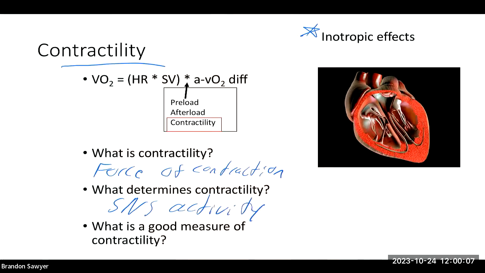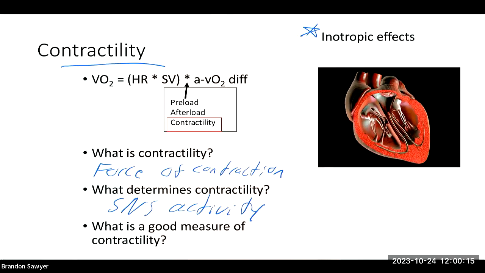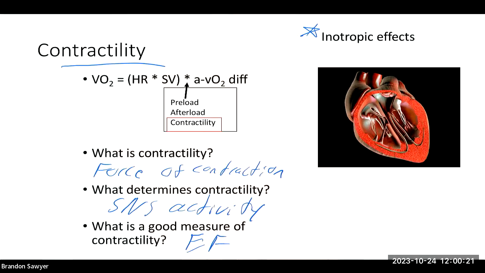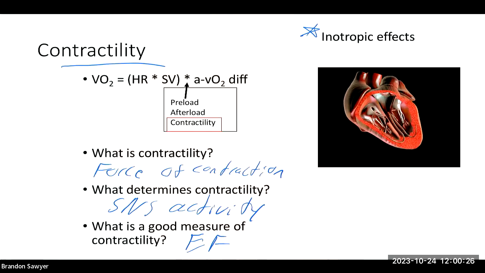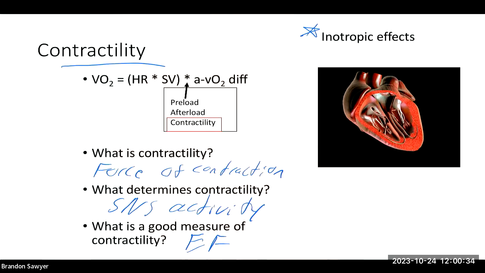And what was it that was a good measure of it? How did we quantify contractility? Does anyone remember? Somebody said it, ejection fraction, because the percentage of the blood that's coming out is really a sign of how hard it contracted. Right? The harder we contract, the more blood that we started with is going to come out.